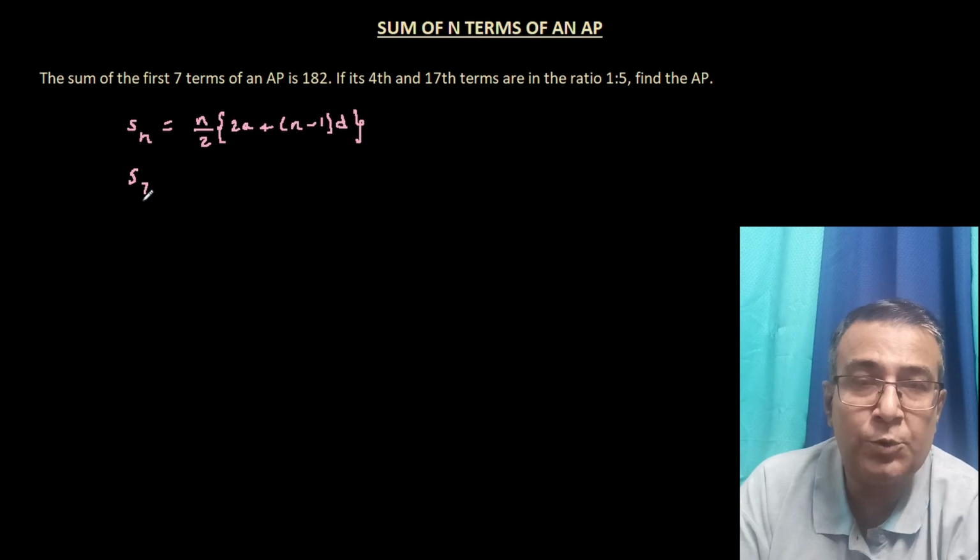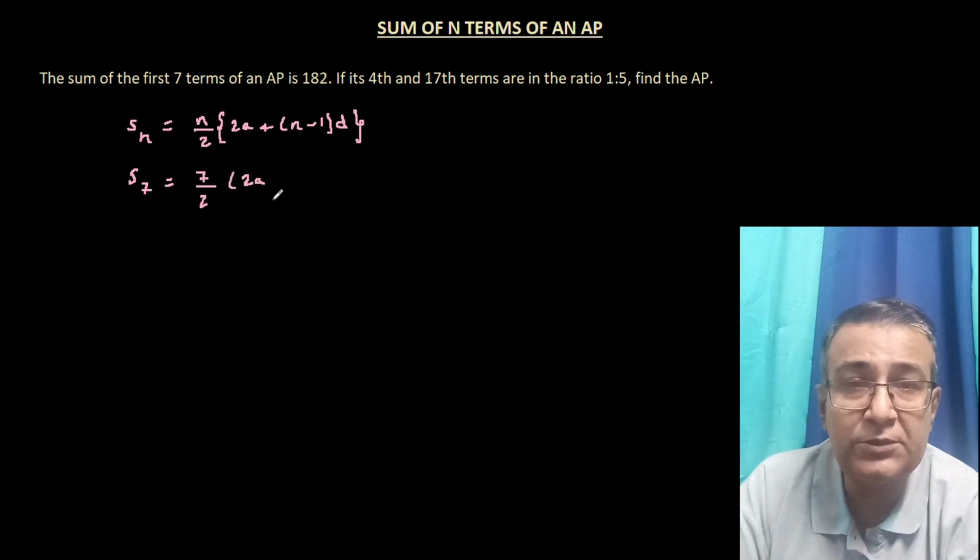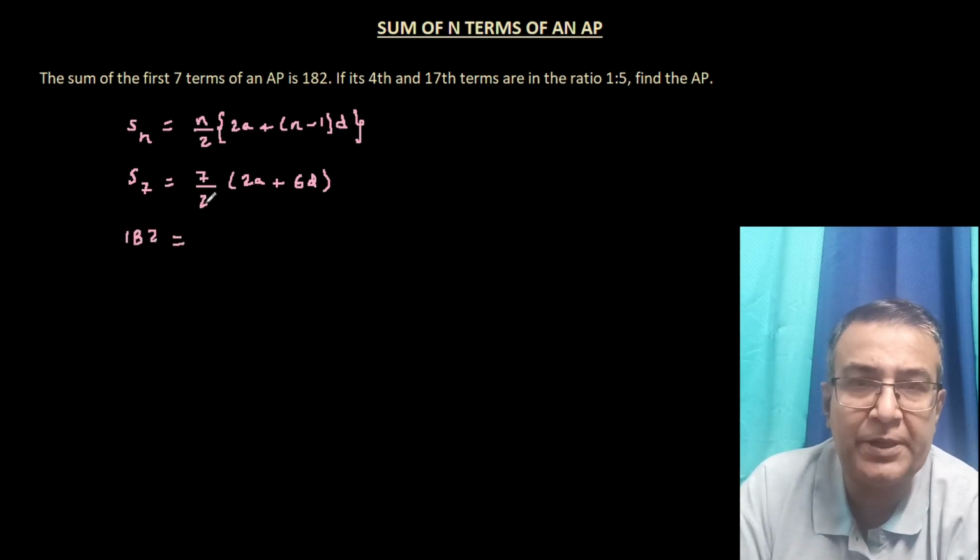So we get 182 is equal to 7/2 times (2a. The first term is not known yet, so we'll write it as 2a only, and n minus 1. Since n is equal to 7, 7 minus 1 becomes 6, so it becomes 6d). So we get 182 on the left side, and on the right side I can multiply this 7/2 to the terms inside. So 7/2 times 2a, the 2 gets cancelled, so it becomes 7a.